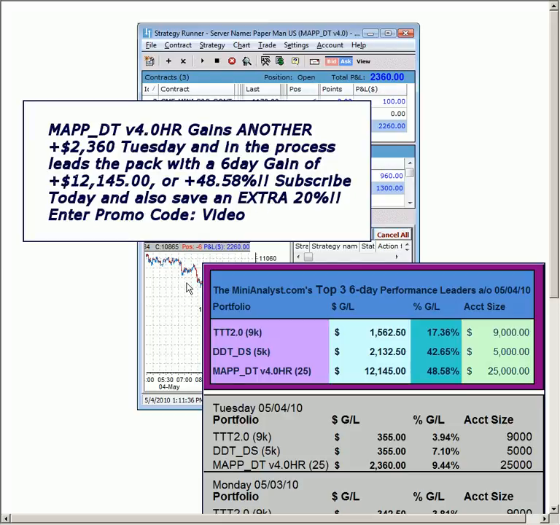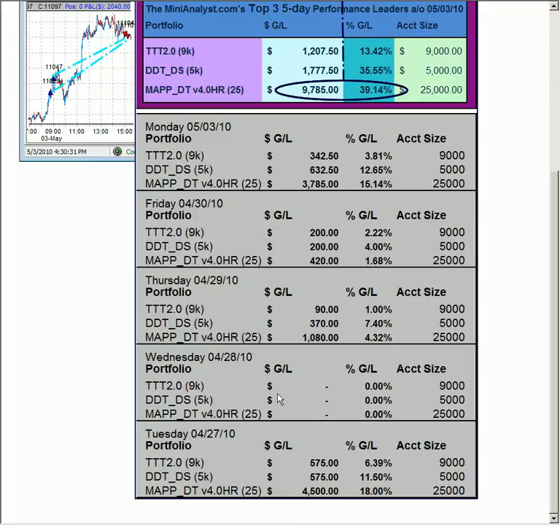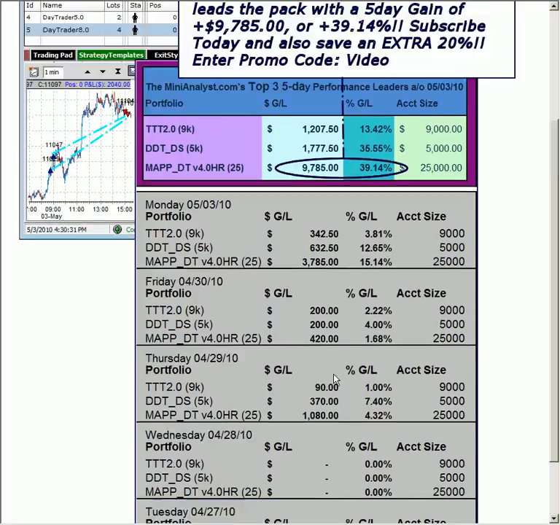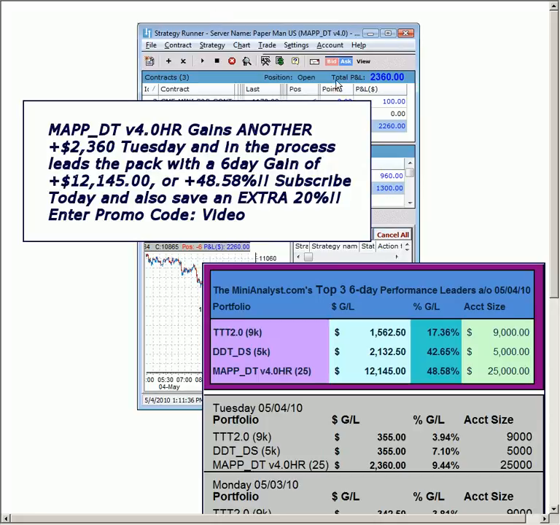We'll go ahead and look at that in a second. But as you can see, this was actually the promotion from yesterday. It gained $3,785. And that's on the heels of a $4,500 gain last Tuesday. So here you see, last Tuesday, $4,500, took the day off on Wednesday, $1,000 on Thursday, $420 last Friday, $4,000 yesterday, and actually up another $2,360 today for a 50% return in just the last 6 days.